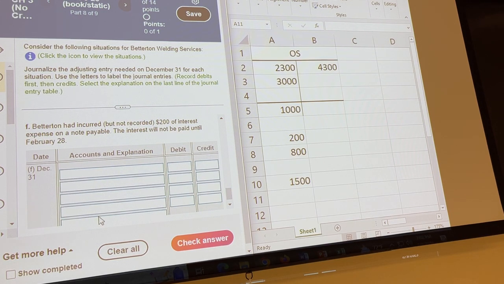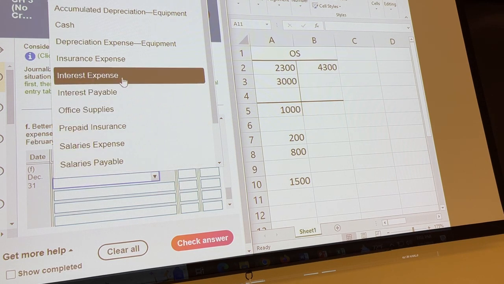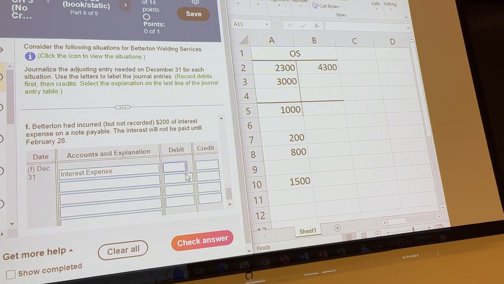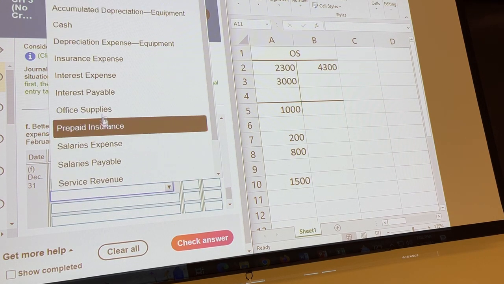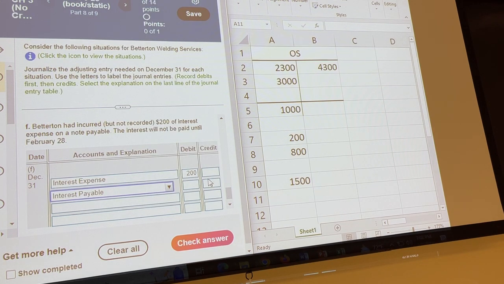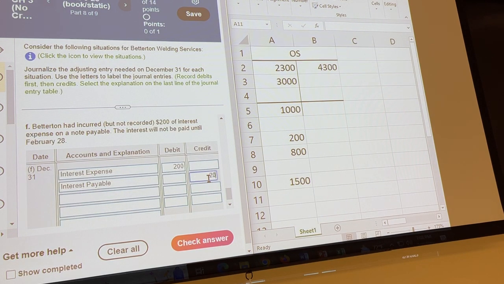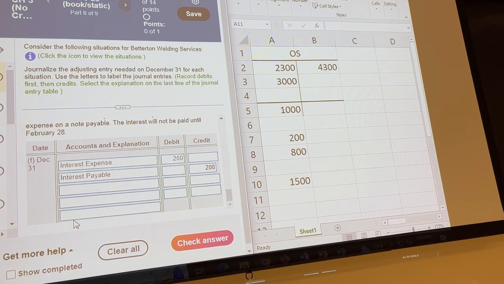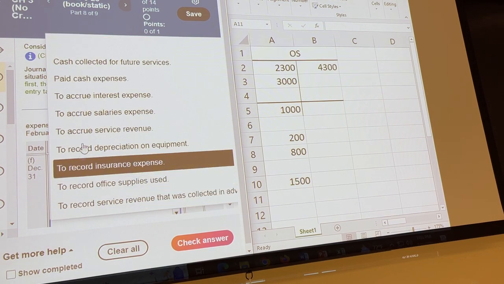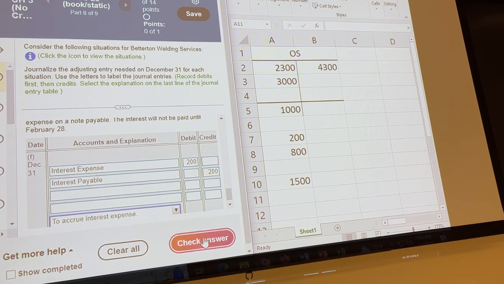And then, Betterton had incurred but not recorded $200 of interest expense on a note payable. The interest will not be paid until February 28th. So we would debit interest expense, $200. We would credit interest payable, $200. And at the bottom, we put to accrue interest expense.